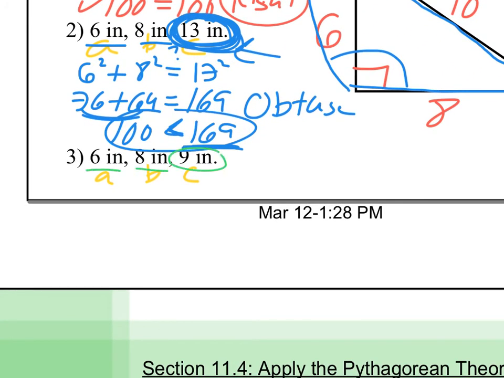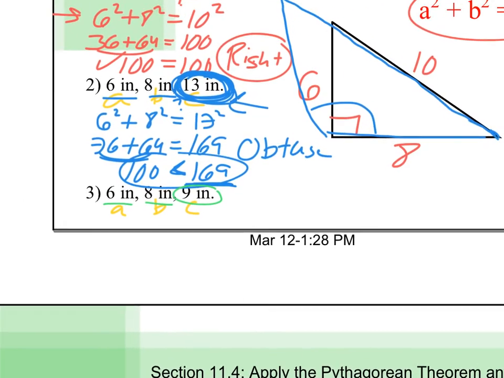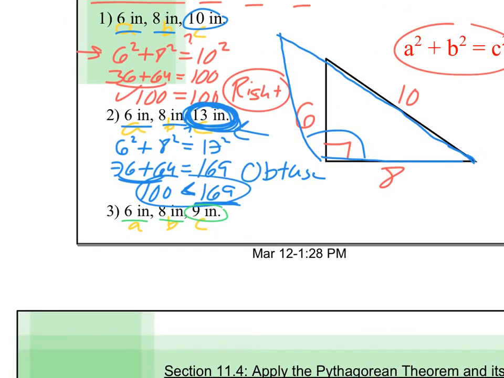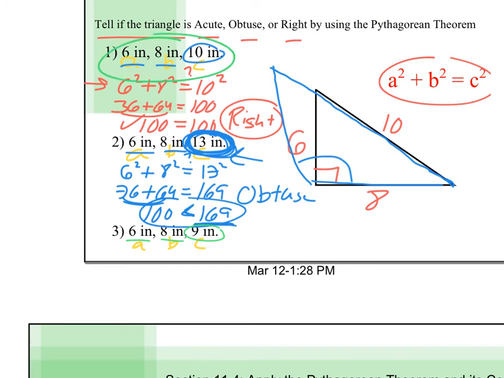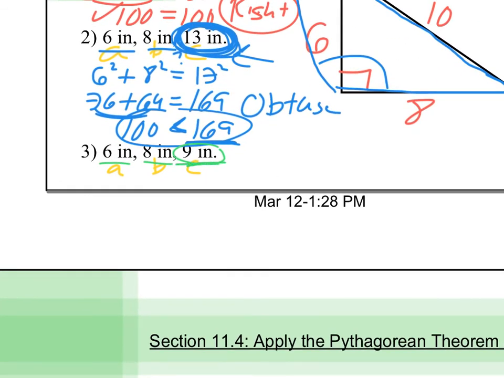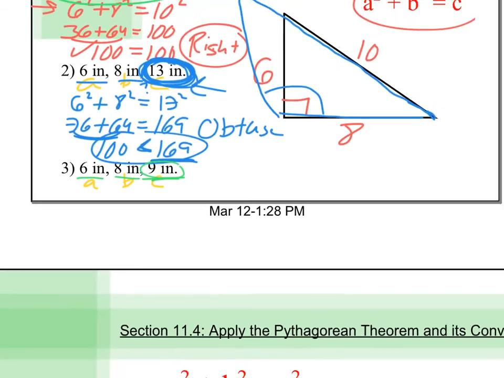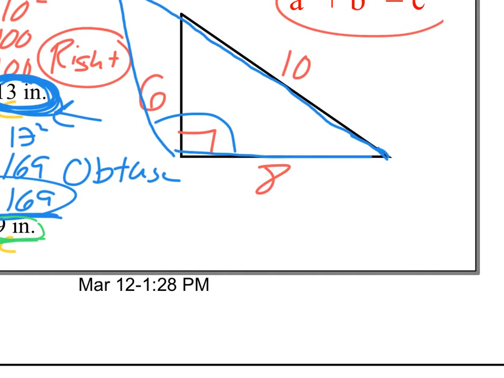6, 8, 9. So that's a 6, 8, 9 triangle. The one that worked, that was a right triangle at the top, was a 6, 8, 10. Now it's 6, 8, 9. So that longest side is a little shorter, right? I'm going to draw it over here on the picture first this time. Let's say this is 9 inches instead.